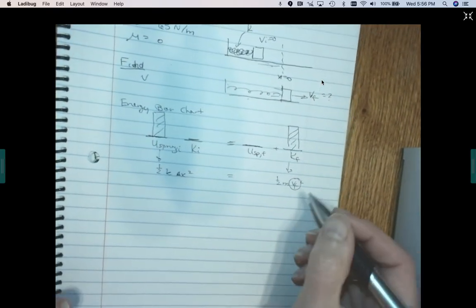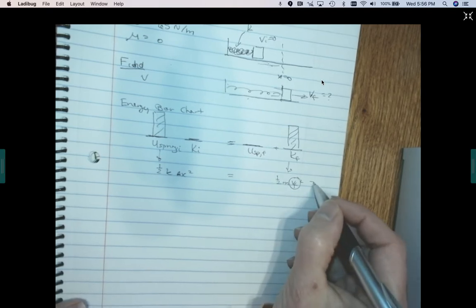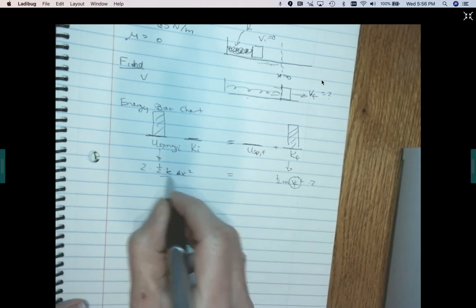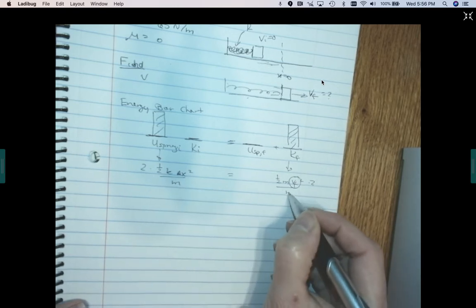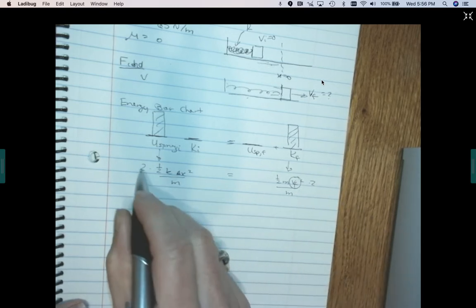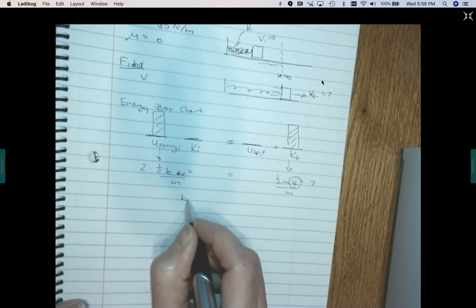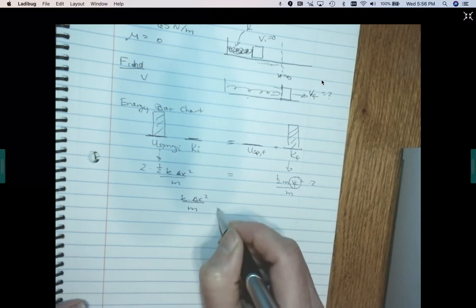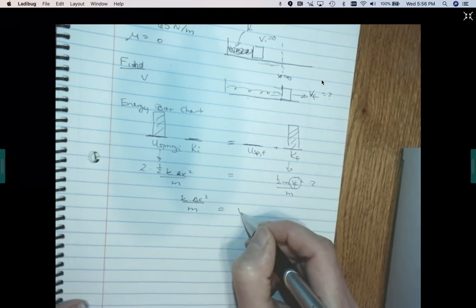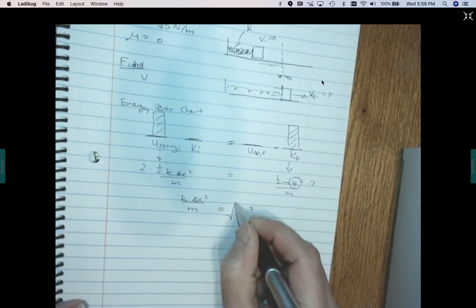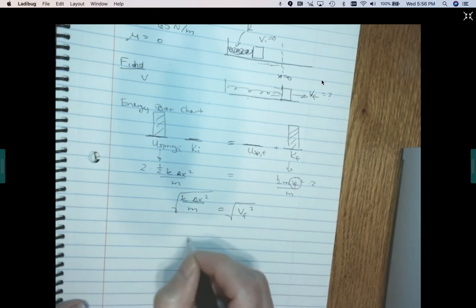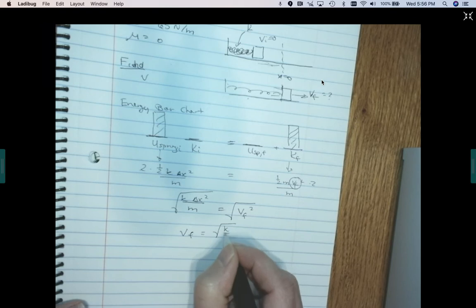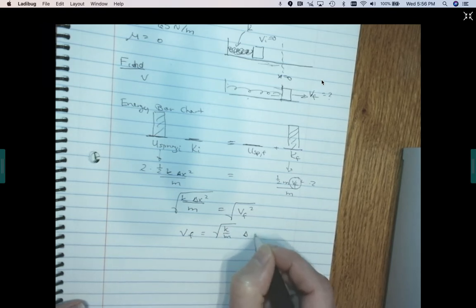We can multiply both sides by 2, and then we divide by mass. On the left, the 2 and the 1/2 go away, so I have k delta x squared over the mass. And on the right, I'm left with v final squared. Now I can take the square root of both sides, and I get v final is the square root of k over m times delta x.